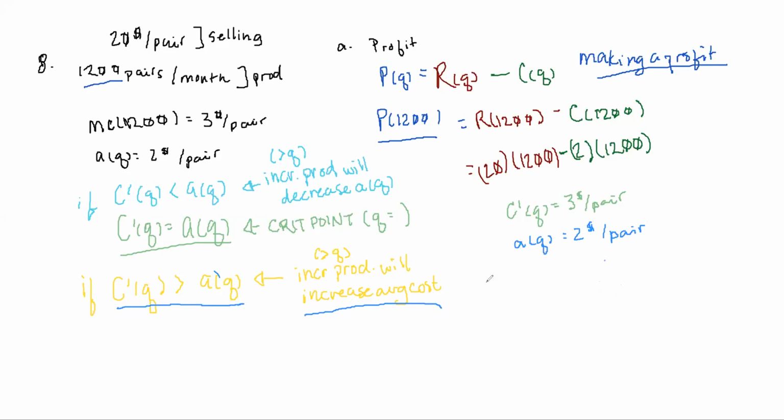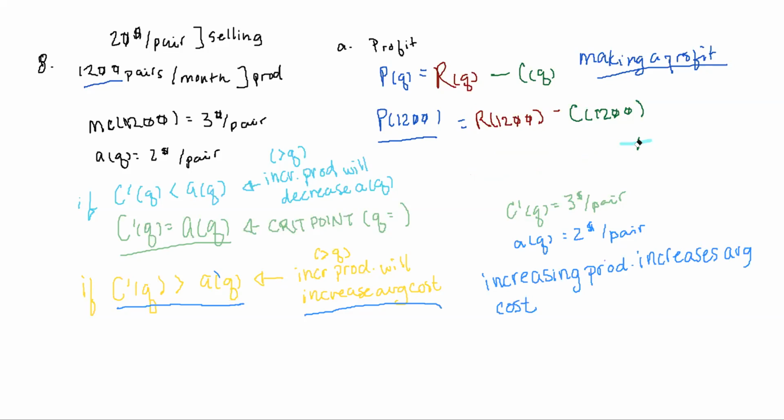I have it written down. So increasing production increases the average cost? But then what would that do to profit? Let's go back to what we're looking at for profit. Profit is revenue minus cost. What will the change in profit be if my costs increase? The change, it would decrease profit.